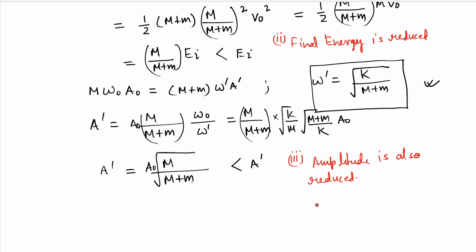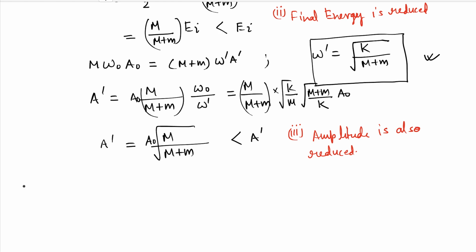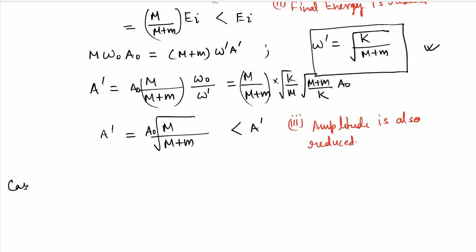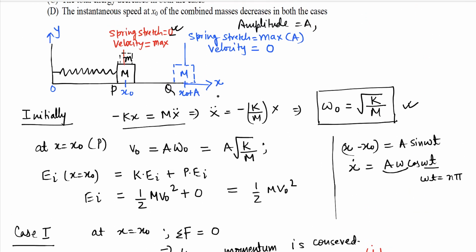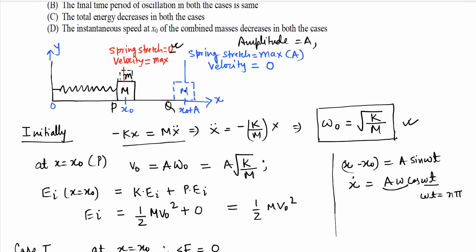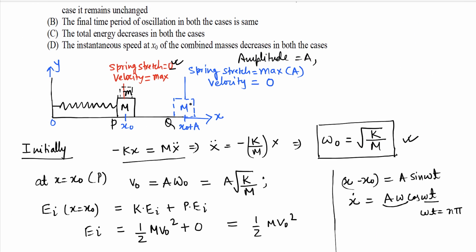Now let's solve for case 2. Okay, case 2. So what is the observation at case 2? So case 2 is when the bigger mass is at x equal to x0 plus a. So this is the maximum stressed case. Spring is maximum stressed by a, and the velocity is 0.